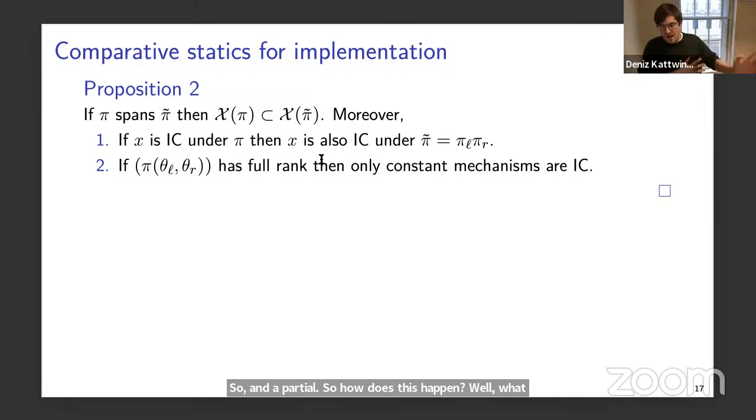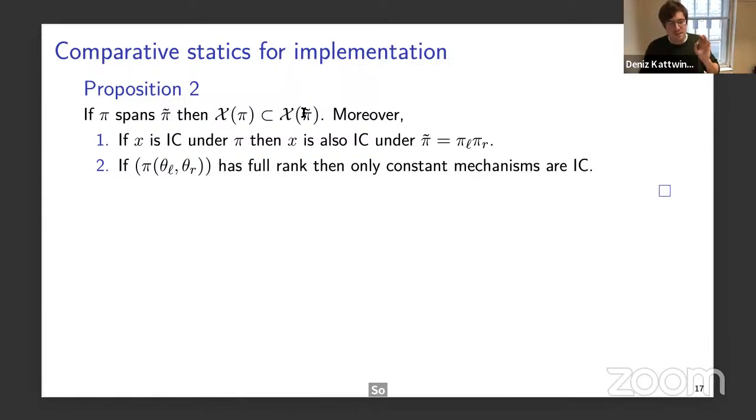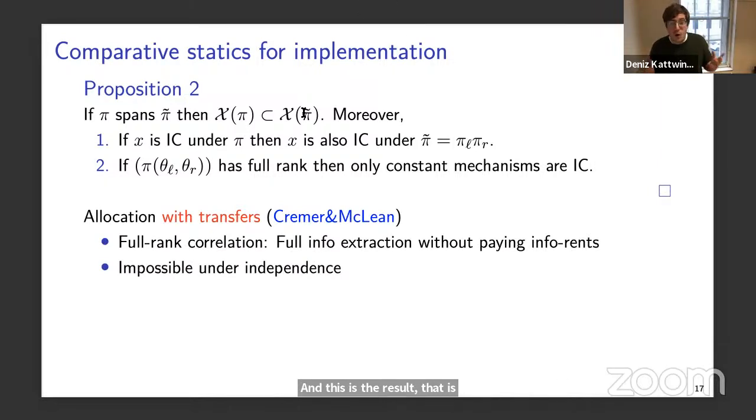If pi spans pi tilde, then all mechanisms that are incentive compatible under pi are also incentive compatible under pi tilde. Moreover, if a mechanism X is IC under pi, then X is also IC under the corresponding distribution with independence and the same marginals. On the other hand, if a distribution has full rank, then the only incentive compatible mechanisms are the constant mechanisms. On an abstract level, this means more correlation shrinks the set of incentive compatible mechanisms. The more correlated the types are, the harder it is for the designer, the less freedom the designer has in constructing a mechanism. This contrasts with the world we know with monetary transfers.